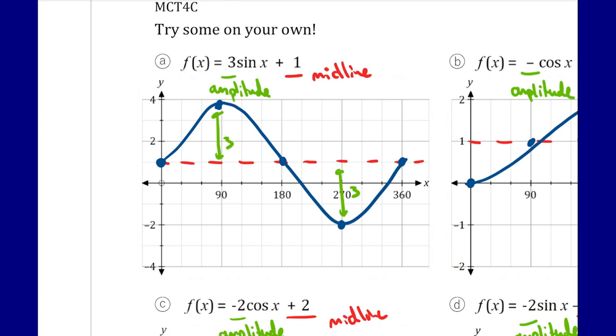So for all of these, we're keeping it at 0, 90, 180, 270, 360 because we're only affecting the vertical transformations. We're stretching it up and down, or we're shifting it up and down. So nothing's changing in terms of left and right. That's why I'm putting these key points down very easily, because I know that nothing is affecting the wave horizontally.